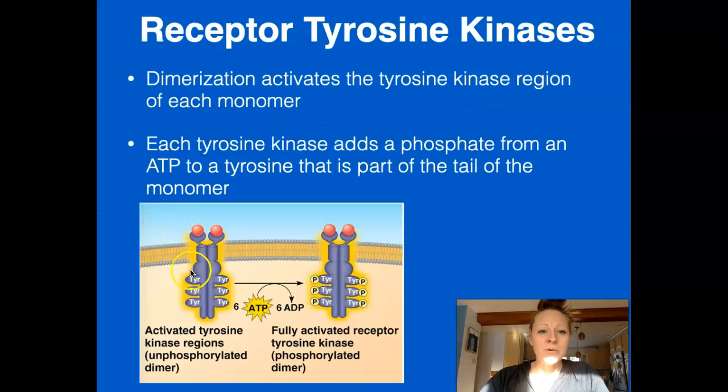And when dimerization occurs, these tyrosines are then going to add phosphate groups to each one of these tyrosines. And so this is an activated or a fully activated receptor tyrosine kinase. And it is ready to go. It is ready to send a message because it has all of those phosphates on the tails.